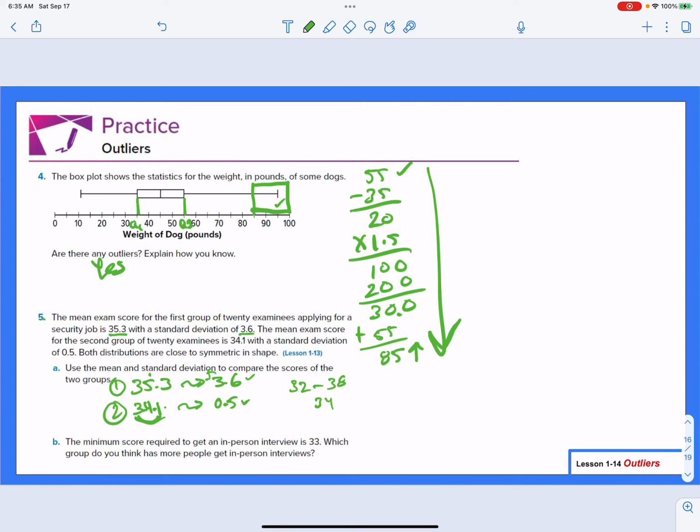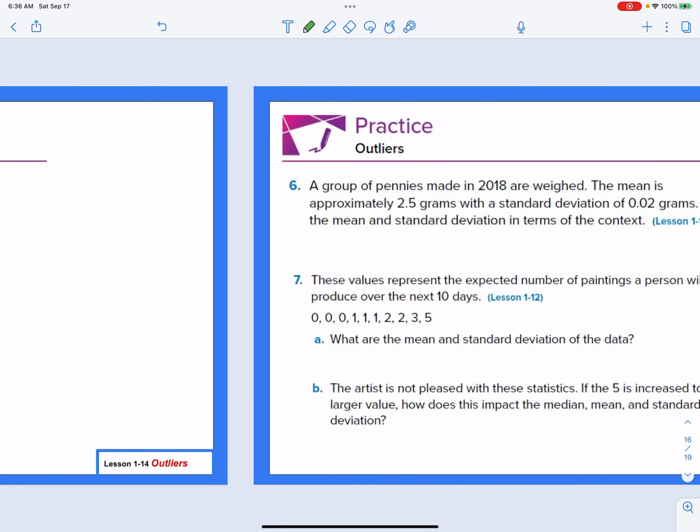The minimum score required to get an in-person interview is 33. Which group do you think has more people get the in-person interview? Well, based upon the variability, I would probably go with group 2 because most people are going to be at 34, which is above the 33. Whereas group 1, while the average is at 35, that's great, there are going to be a number of people that are below that number. Not a ton, but definitely group 2 is going to be a little more effective.